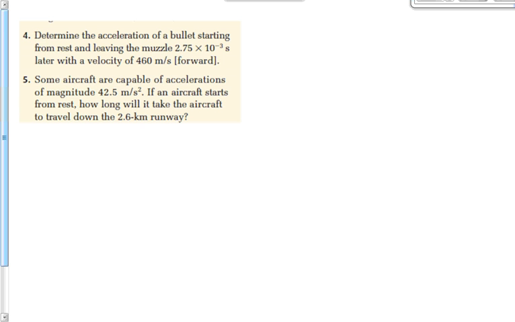If an aircraft starts from rest, how long will it take the aircraft to travel down a 2.6 kilometer runway? We've got an acceleration here of 42.5 meters per second squared. Starts at rest again. That's one of those things that we might want to circle. Depends on how your mind works. Okay, maybe it's helpful to circle it, maybe it's not.